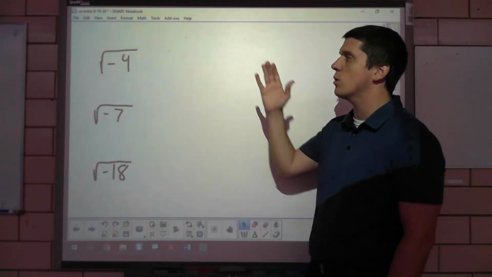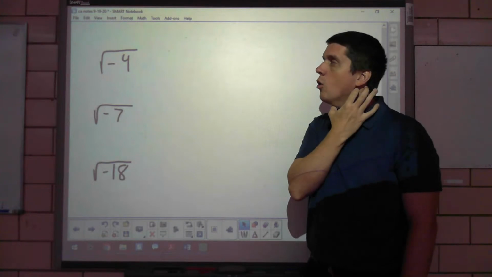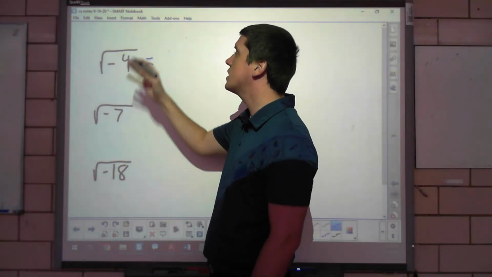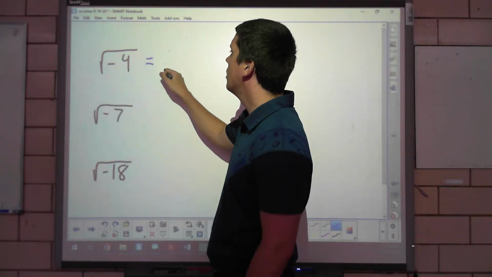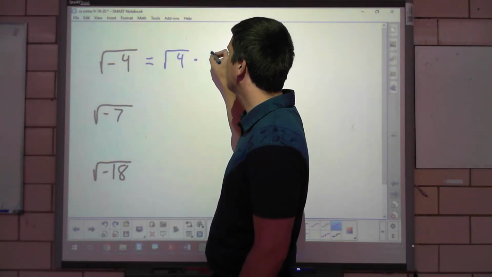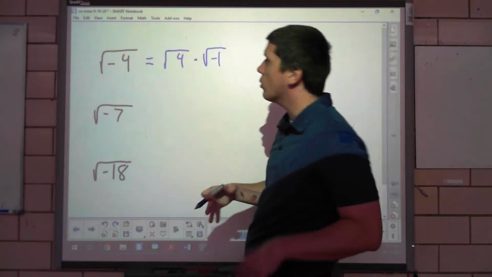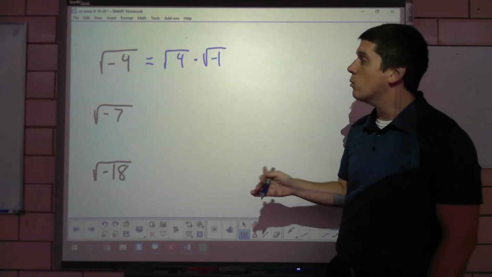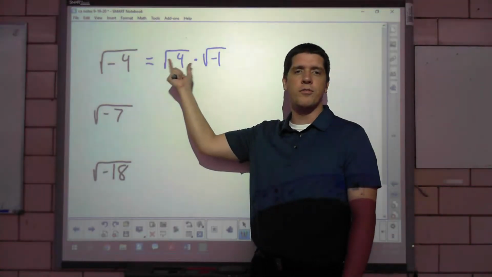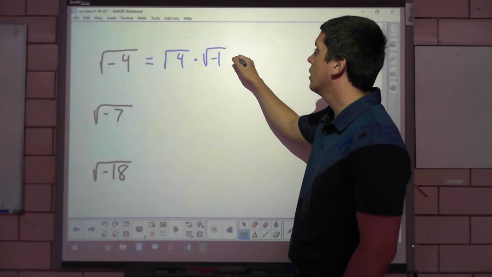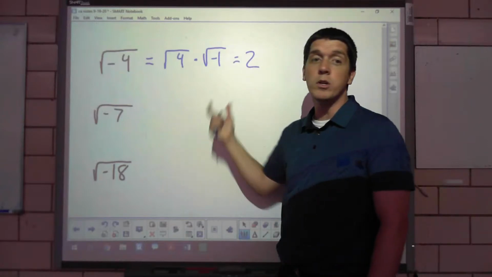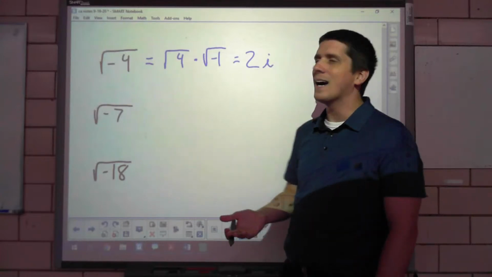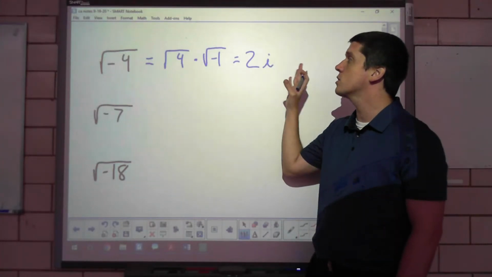Now, in practicality, let's talk about this. I have some examples right here. When I say the square root of -4, we can think about this as 2 separate problems: the square root of 4 times the square root of -1. We can break that idea apart. I know the square root of 4 is simply 2, and we just talked about what the square root of -1 is. The square root of -1 is i. So the square root of -4 is simply 2i.